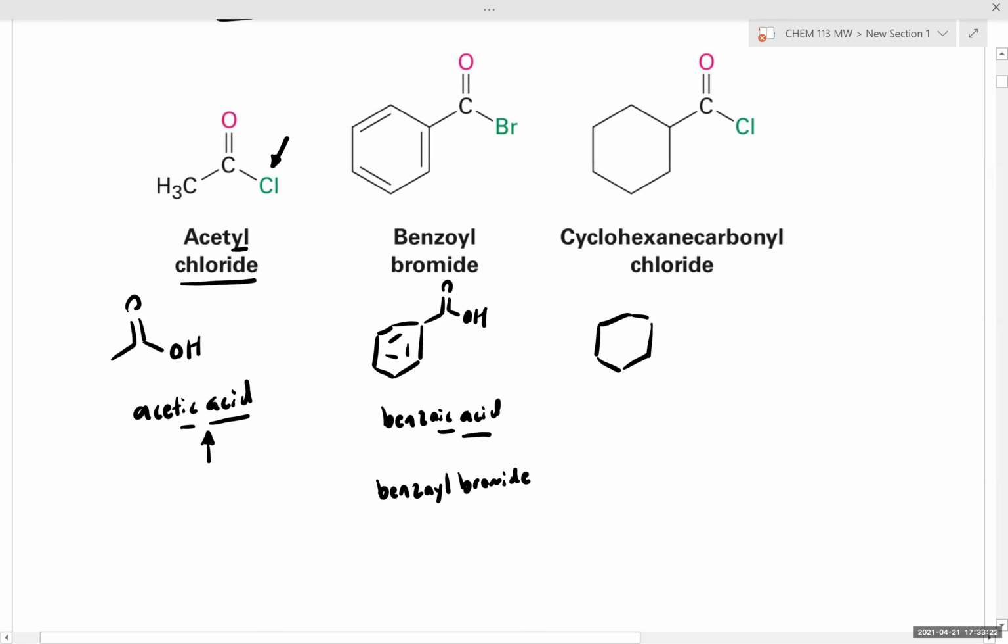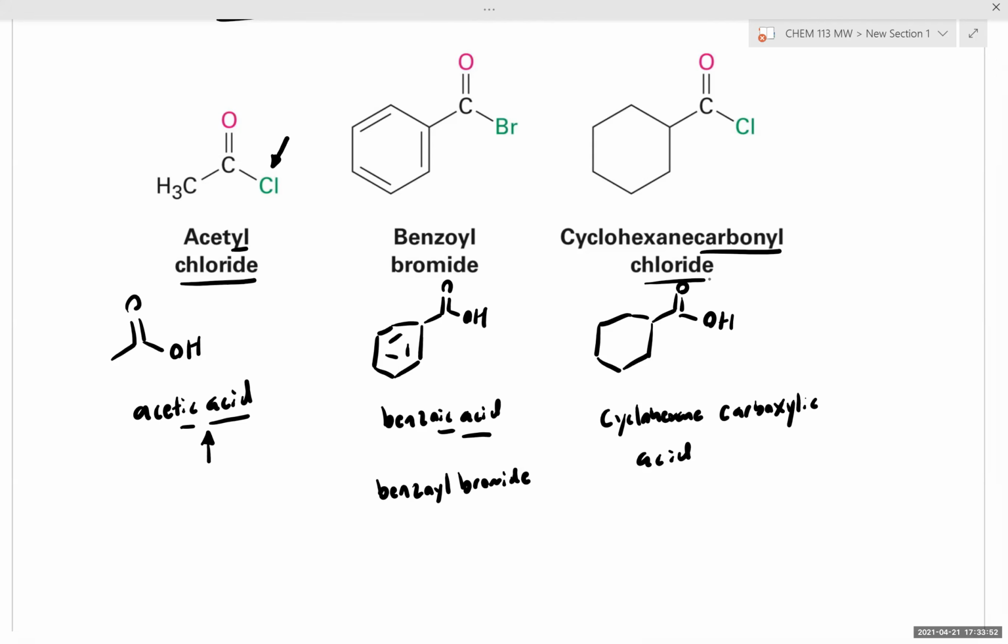Now, where things get a little bit interesting is when you're looking at acyl chlorides that are attached to a ring. If we're looking at our parent carboxylic acid, in this case, this would be cyclohexane carboxylic acid. In this case, we replace our suffix with carbonyl chloride to denote the fact we have an acyl chloride attached to our parent chain. Do these conventions for naming carboxylic acids make sense to everyone?